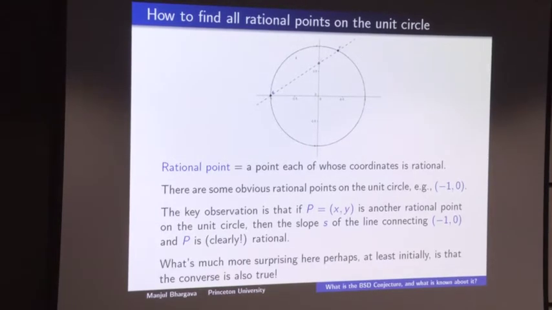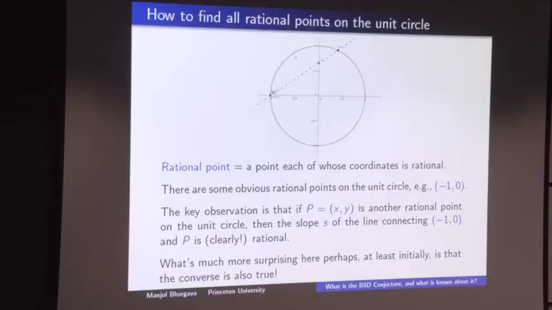What's more surprising, and what's really the key here, is that the converse is also true. If you start with minus 1 comma 0 and make any line of rational slope through it, and you look at the second point of intersection with the circle, then that will be a rational point. That's slightly less obvious, and I'll explain that in a second.